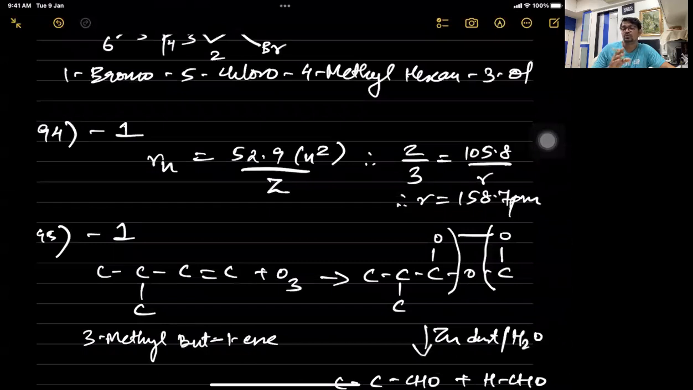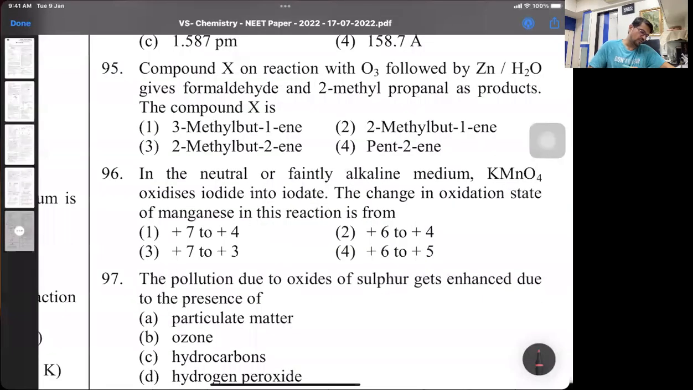For lithium, Z is 3, and for helium, Z is 2. So for helium, the radius is given as 105.8. So for the third orbit in case of lithium, how much will it be? Just a cross multiplication. That's 158.7 picometers. So 94 is the first one.